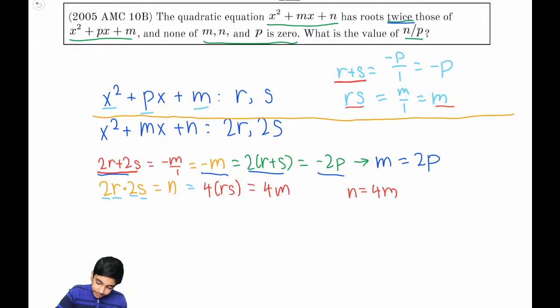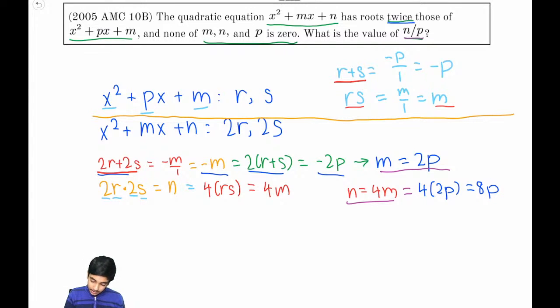Okay, so now what? We know that n is 4m, and m is 2p. We want to find n over p. Well, if n is 4m and m is 2p, then 4m will be 8p, or 4 times 2p, which is 8p.